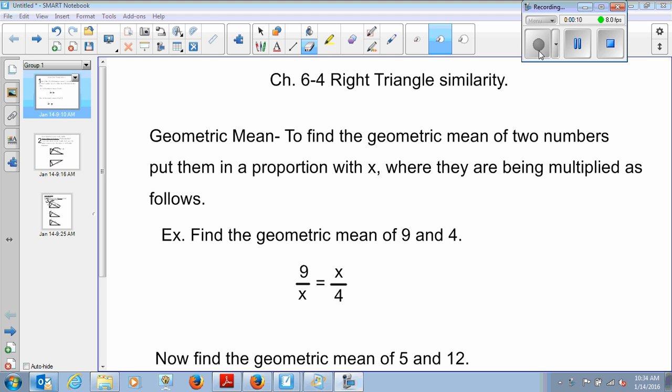We're doing today Chapter 6.4, Right Triangle Similarity. We're going to give you some rules for right triangle similarity. Hopefully make this as painless as possible.